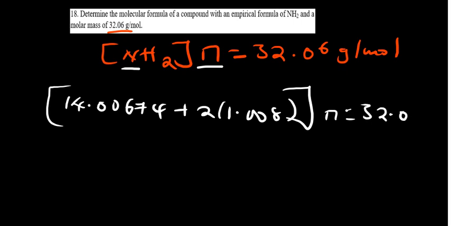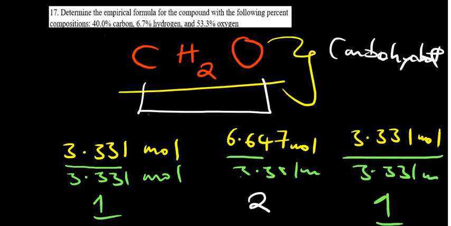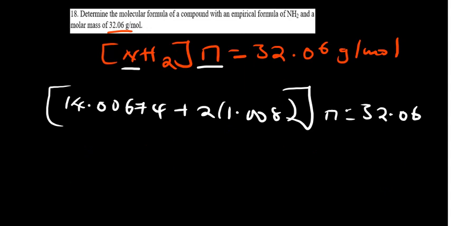So just a reminder, there may be some cases where you're given a question like this one, which requires you first of all to find the empirical formula. Then they ask you to find the molecular formula. So you just work with the empirical formula that you found, multiply it by N, then equate it to the given molar mass. Okay.